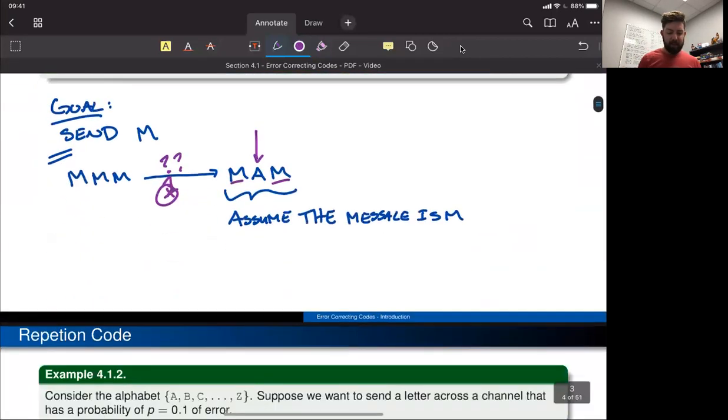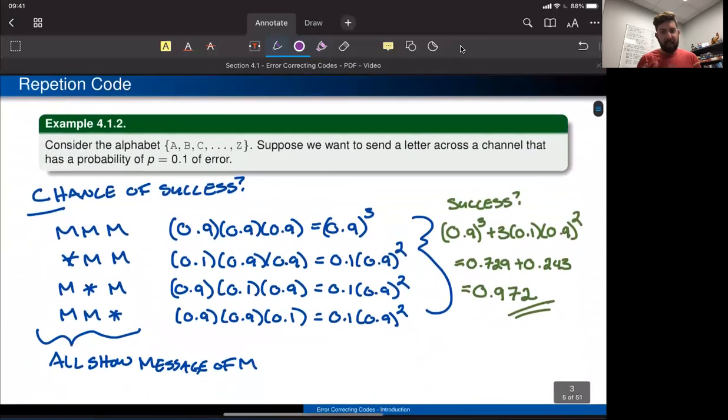Well, if I pad it with itself a few more times, my chance of success is actually going to get boosted up just a little bit as well. So if I send the triple M across the channel, there's essentially 4 different ways that I can simply record that the message was an M. If I receive triple M's, my message was an M.